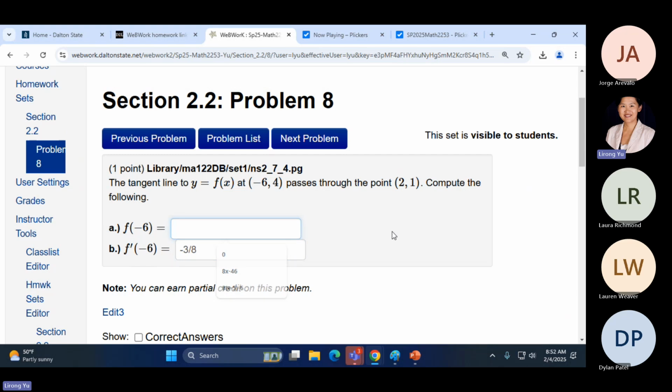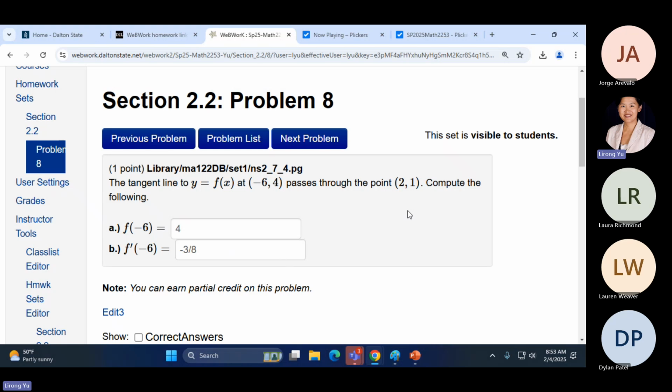Right, in the first question, f of -6 is the y value that matches the -6. Here, if x equals -6, the y value should be 4. So the first one simply should be the point of tangency, the y value for the point of tangency. At the point of tangency, -6 is the x value and the 4 is the y value. So for part A, we do not have to calculate it. All we have to do is identify the difference between the 2 points. -6 and 4 is the point of tangency.